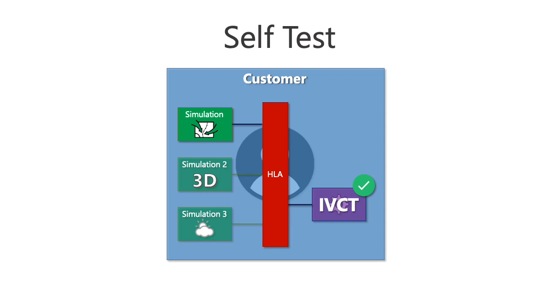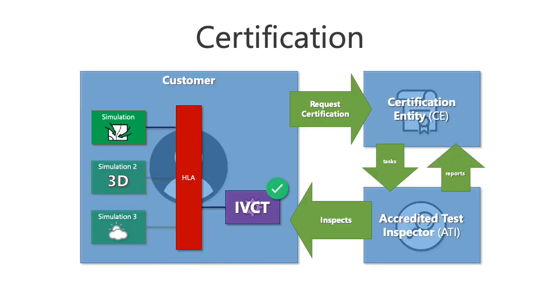However, if you want to go a step further, you start the certification process. You already know at this point that your system will pass the certification because you ran the IVCT. So you start the certification process by requesting the certification at the certification entity. The certification entity then tasks a test inspector. If only one test inspector is available, it will test directly. If multiple test inspectors are available, it will send you a list of the test inspectors and you can choose one, or we can recommend one.